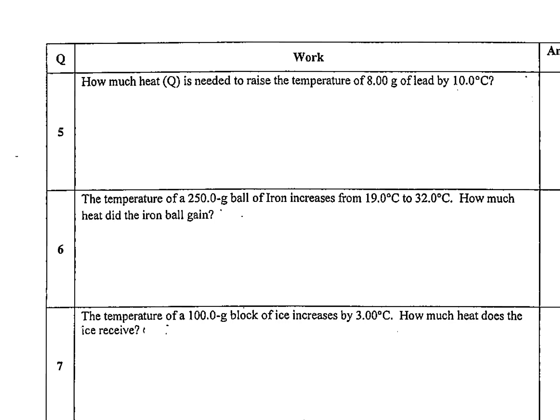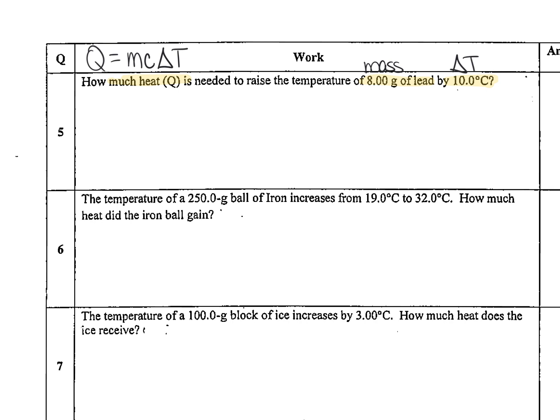So first question says, how much heat, so that means we are going to calculate Q for this reaction, is needed to raise the temperature of 8 grams of lead by 10 degrees Celsius. So there's a couple things we're going to pick out. We've got our mass of our lead, and then we have our temperature change. In order to calculate Q, remember that Q is equal to the mass of the material times the specific heat of the material times the change in temperature of the material.